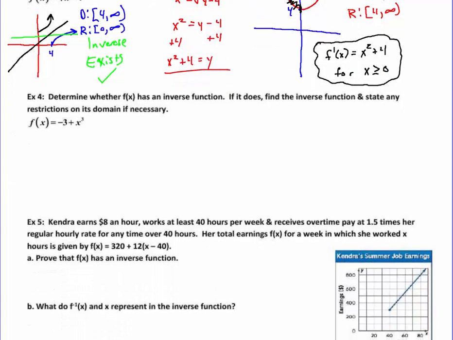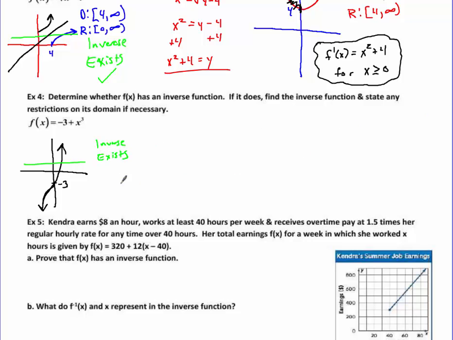So we found the inverse and we're stating the restriction on its domain. All right, so let's try another one. Determine whether f of x has an inverse function. Okay, so we need to graph it. So you know what this looks like. Right? You know it does that. You just took a big quiz on it. You did very well. So we do our horizontal line test. Only hits at one spot. So our inverse exists.